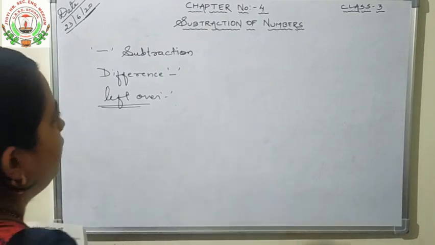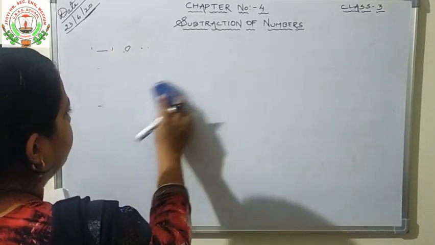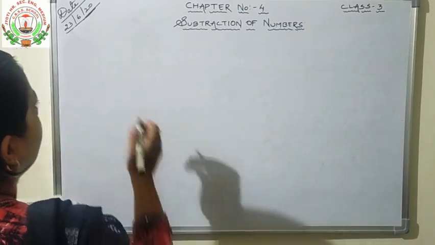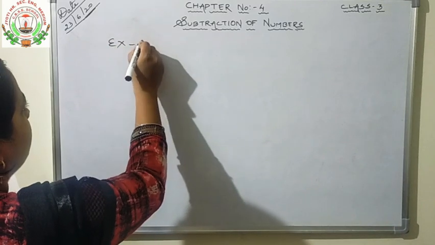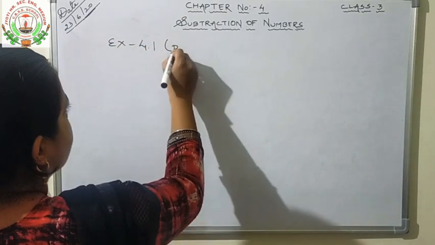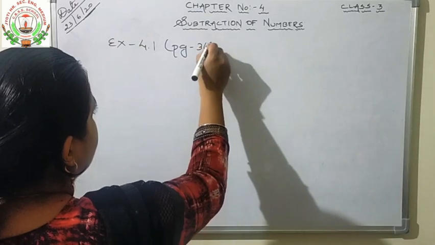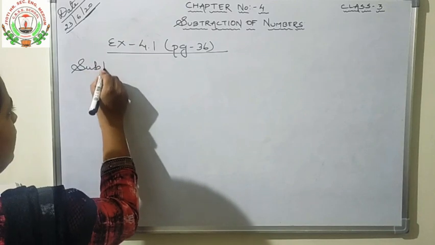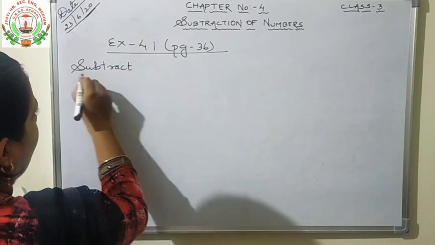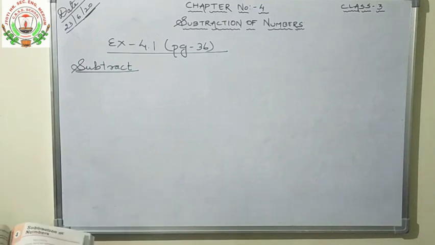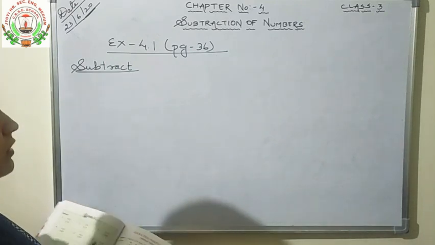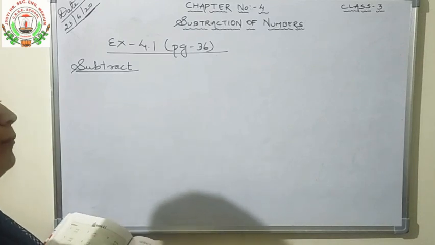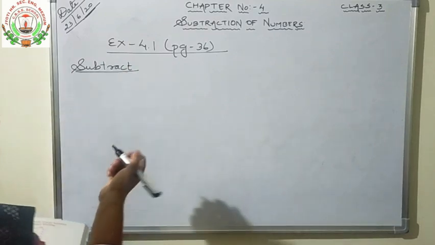Now let's start our exercise number 4.1, which is on page number 36. The instruction for the questions is subtract. When you open your book, you can see exercise number 4.1, questions from 1 to 21, which you have to solve in your book. Let's start by solving question number 1.